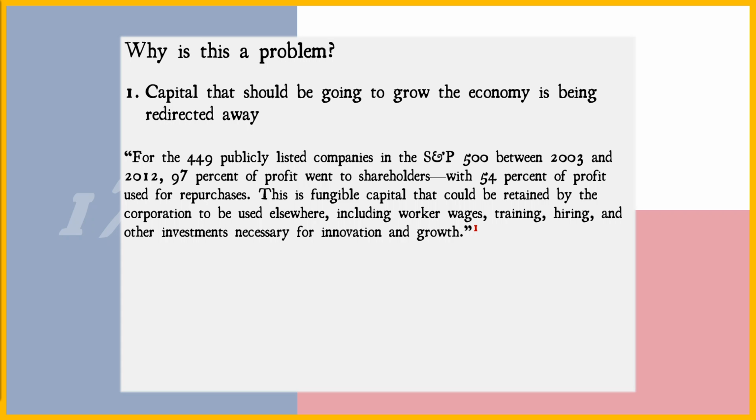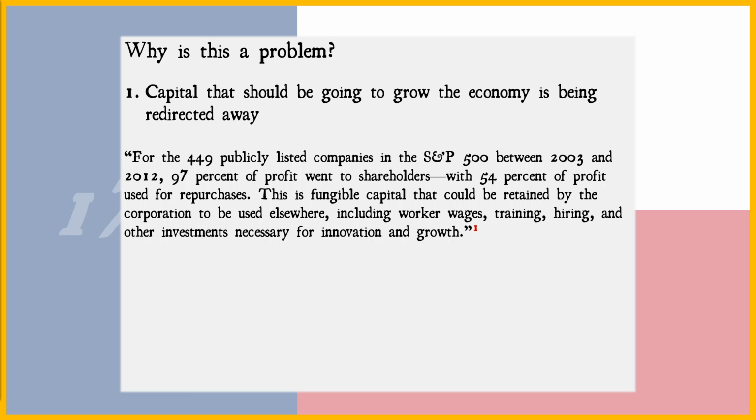For the 449 publicly listed companies in the S&P 500 between 2003 and 12, 97% of profit went to shareholders, with 54% of that used for repurchases. So think about that. Almost everything the company made went back to the shareholders. Wasn't invested, wasn't put towards new property or equipment, wasn't put towards a new product or service. It was given right back to the shareholders. And half of that was for repurchases, is the way that they got that money back.